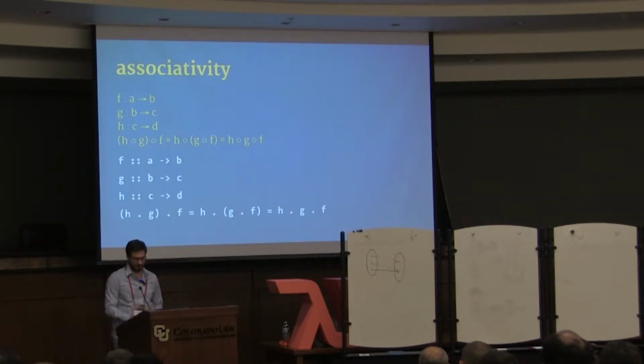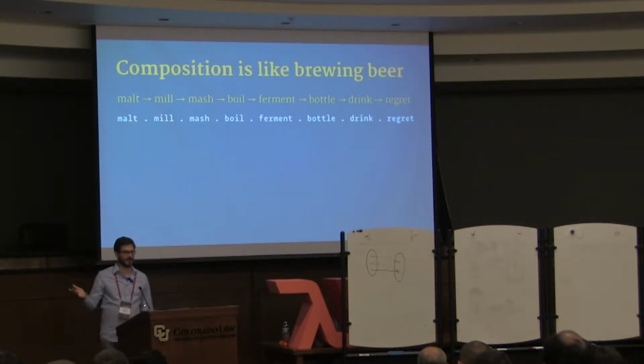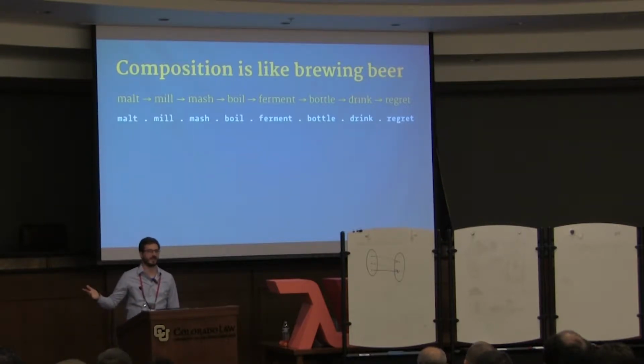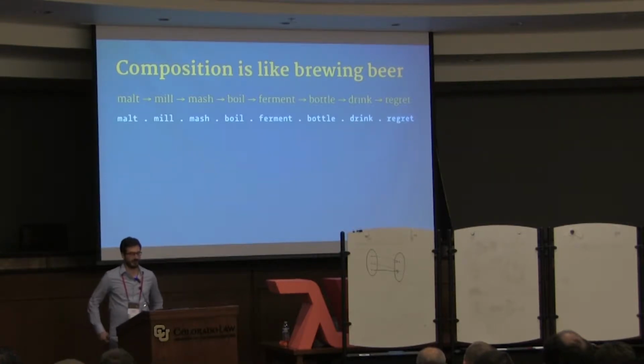Just as a brief little funny exercise, composition is probably the most important law that we have in category theory. So you can compose any number of things, and for example, this is an example I prepared for people who know nothing about composition. You can think of it as any kind of linear process if you want. So I picked brewing beer, right? Malt, mill, mash, boil, ferment, bottle, pour, drink, and regret.